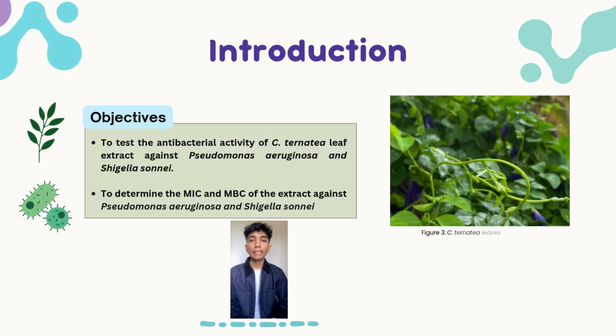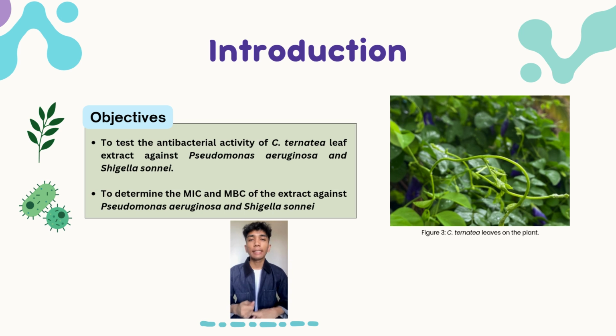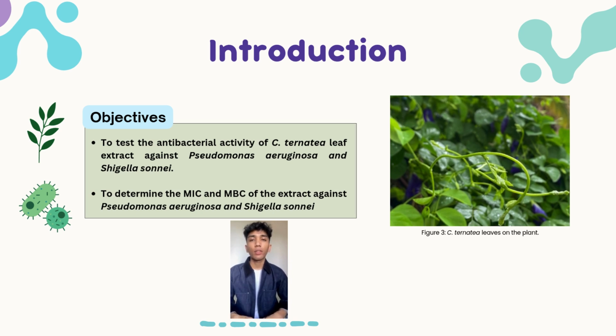The objectives of this study were, first, to test whether C. ternatea leaf extract can inhibit the growth of the selected bacteria, and second, to determine the MIC and MBC values for this extract, which basically help us know how much is needed to stop or kill the bacteria.